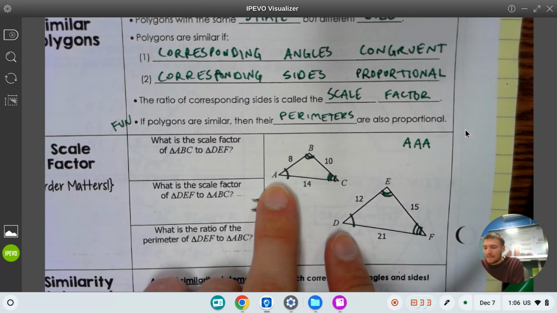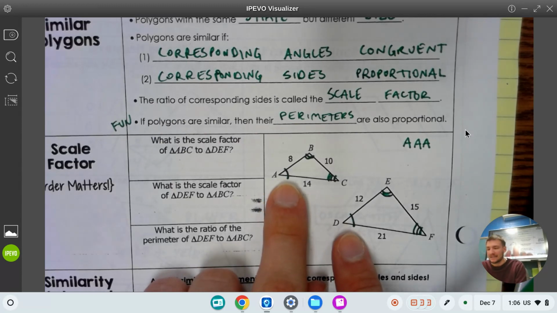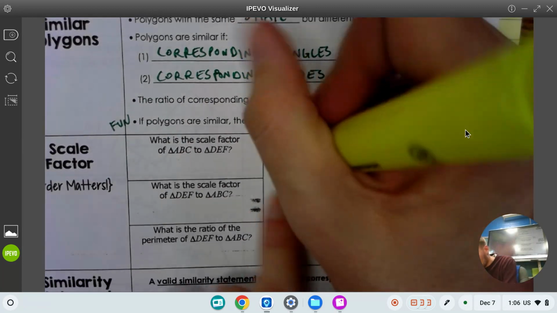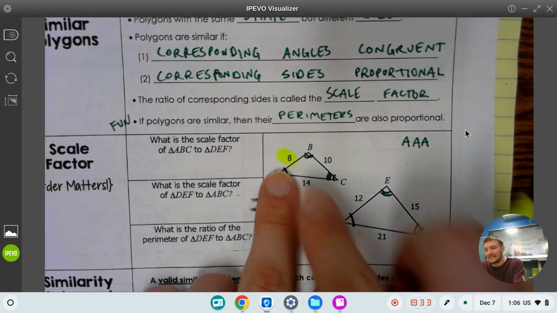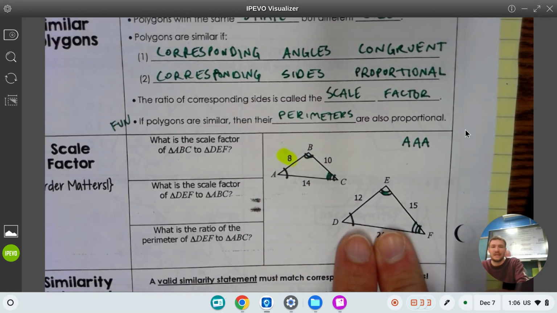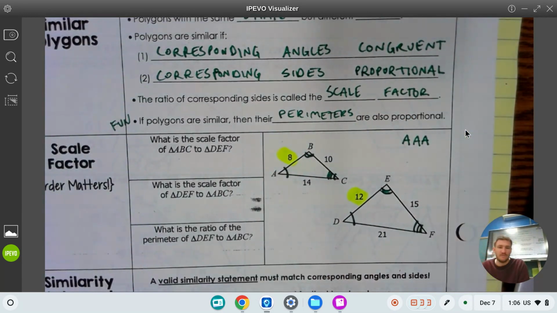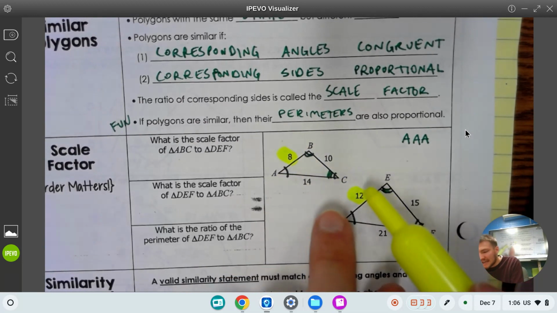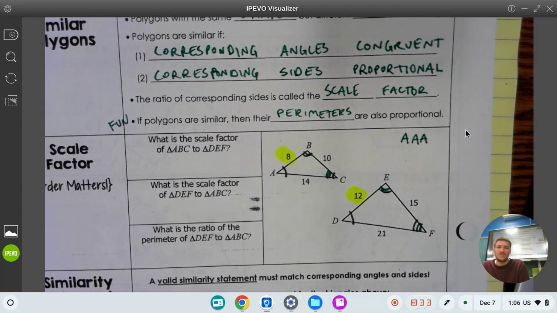And then we're going to look for corresponding sides. So, for example, if I see that 8 right here, which is a corresponding side in the other triangle that matches up with 8? 12. It is 12, right? Across from the C is the same as across from the F. So 8 and 12 are corresponding.